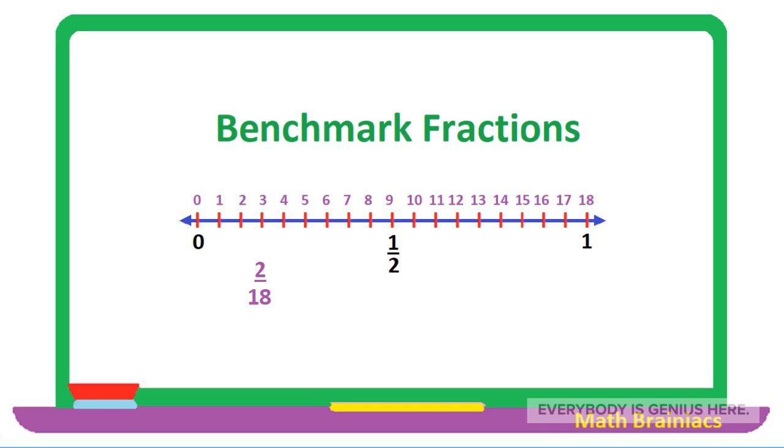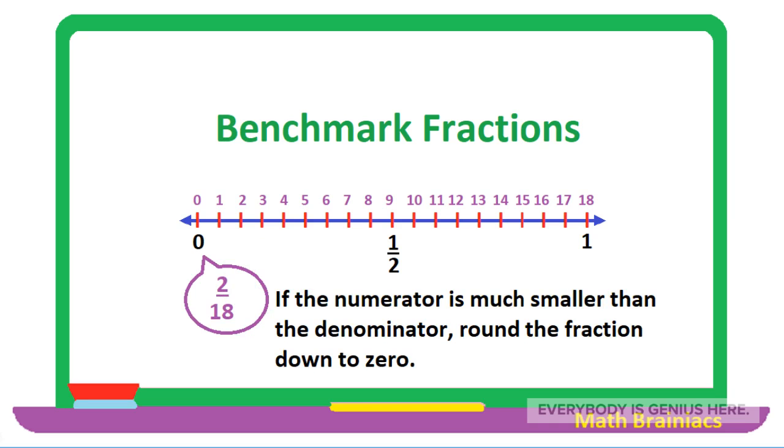The denominator is always the number of the portion in the number line. So, it will always be divided into the number of the denominator. In this case, it is 18, so it is cut into 18 parts. Number 2 is the part taken, and number 18 is the total number of equal parts. If the numerator is much smaller than the denominator, then we are going to round the fraction down to 0.